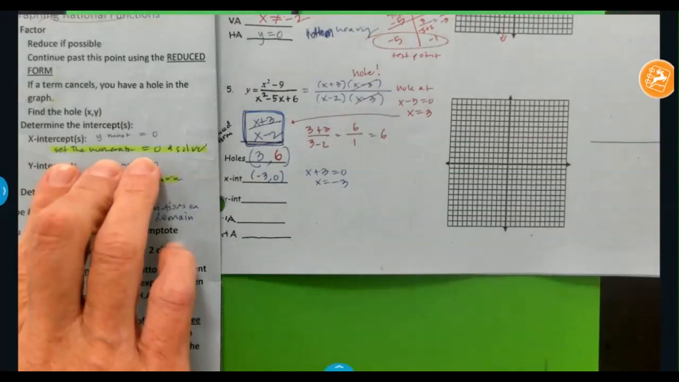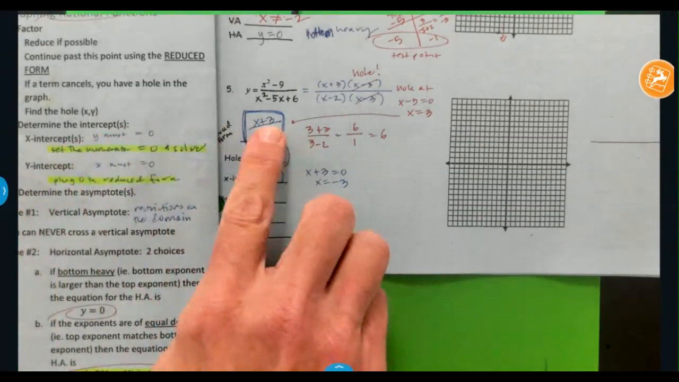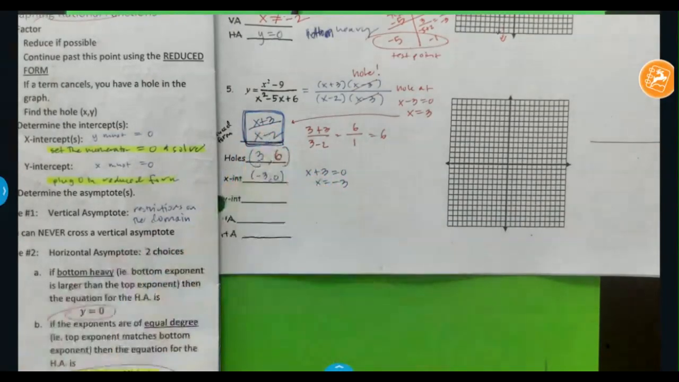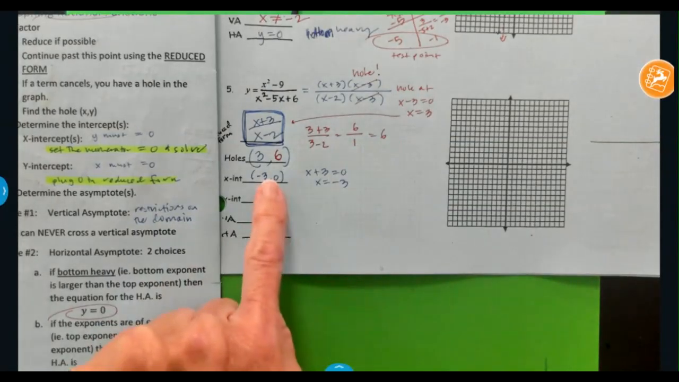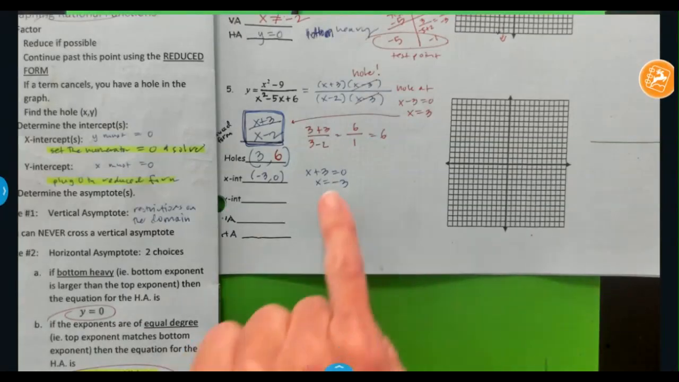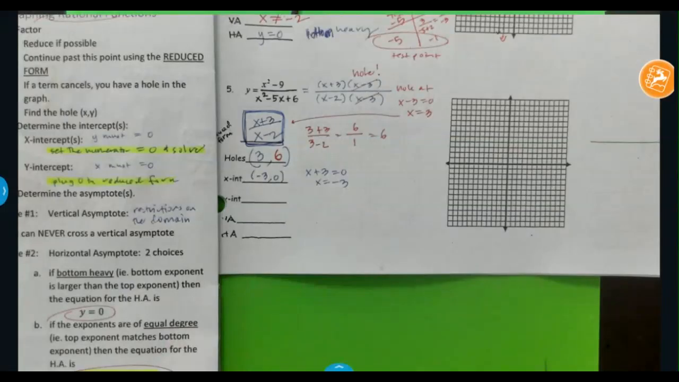You get the x-intercept by setting the numerator equal to 0 and solving. So you take your numerator, which was x plus 3, you set it equal to 0, and you solve. That gives you your x-intercept. Now, you've got to put it in an ordered pair, which we've talked about. There's a difference between a line and an ordered pair. This is a line. This is an ordered pair. An x-intercept is an ordered pair that goes through the x-axis. All right, look at your notes.